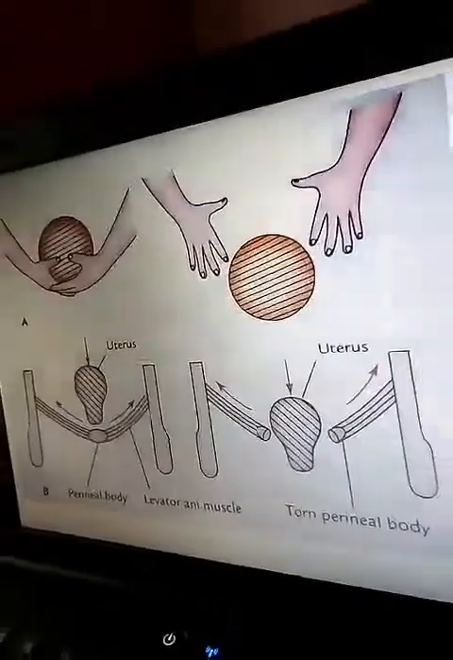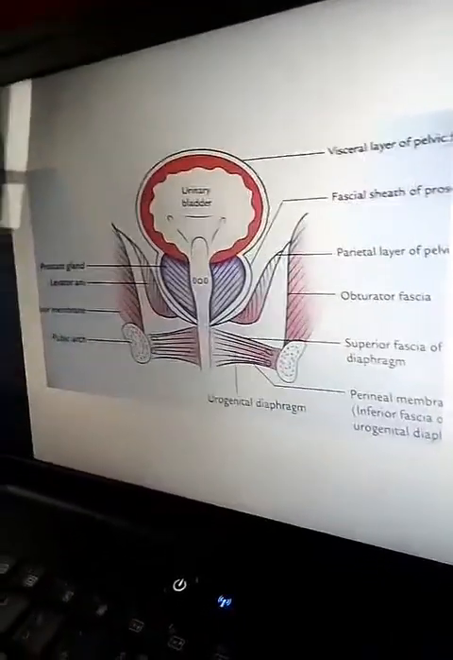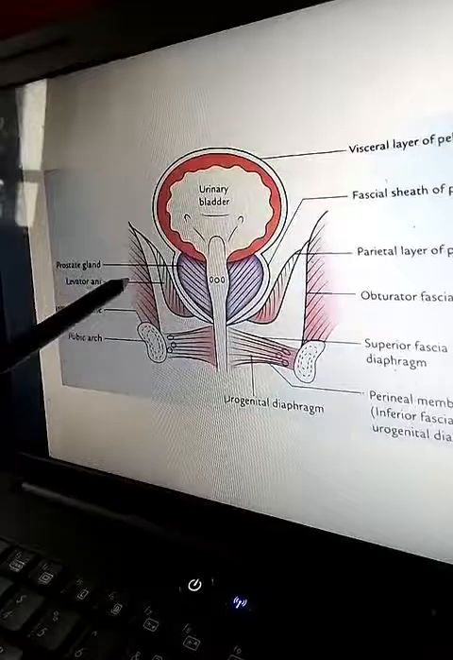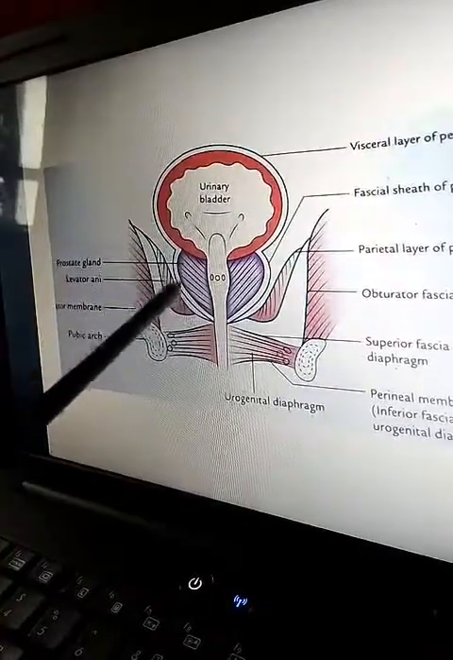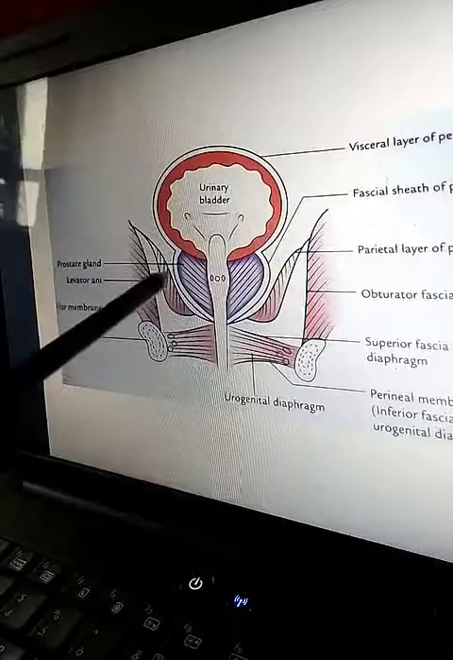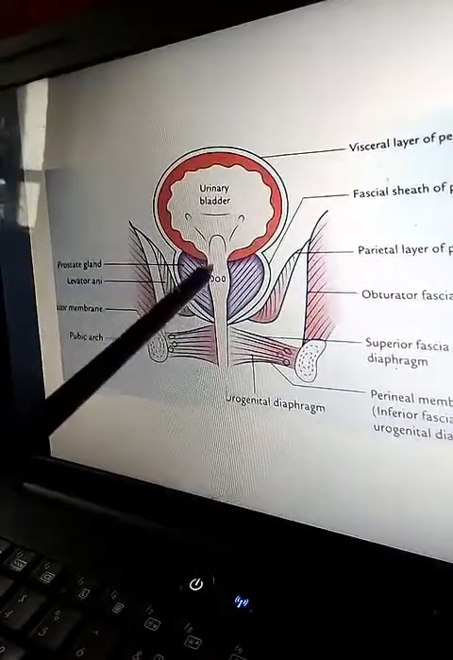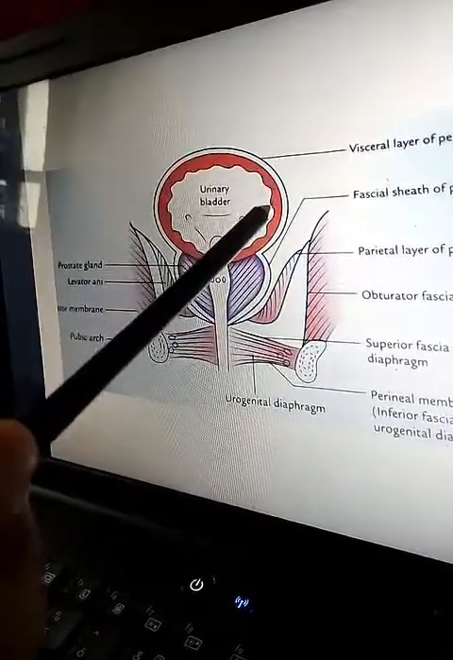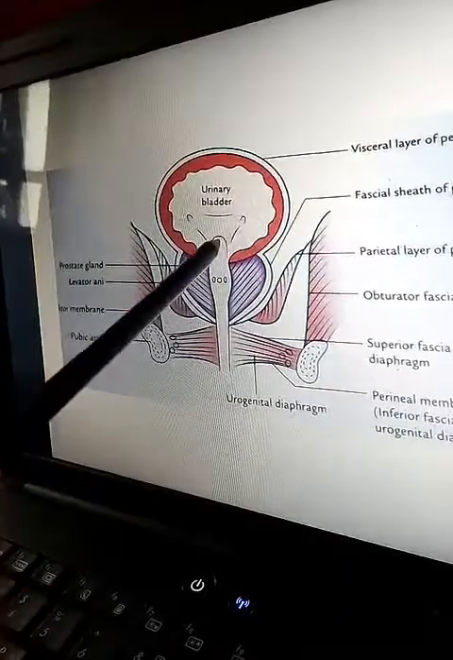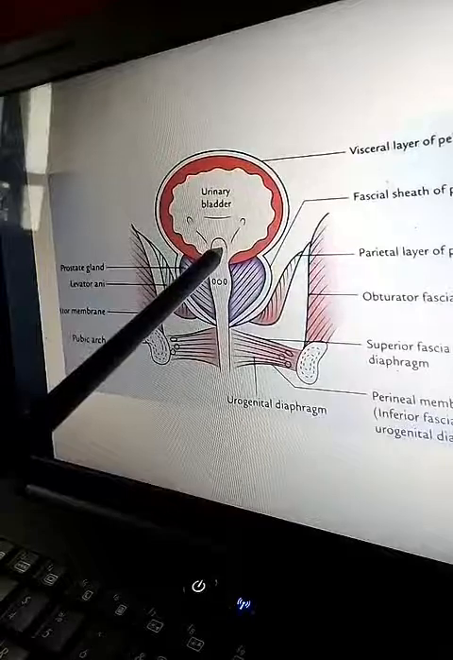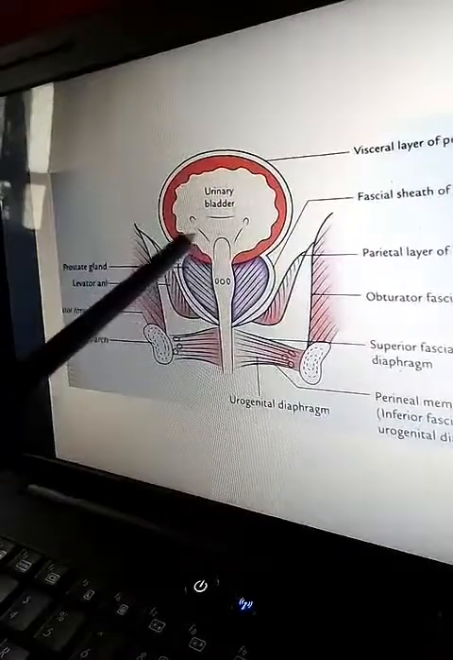Now, on the pelvic fascia. The pelvic fascia is present in the form of two layers, parietal layer and visceral layer. Parietal layer is the continuation of the fascia transversalis of the anterior abdominal wall. In the pelvis, it is termed by different names.